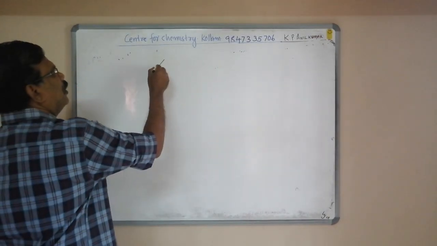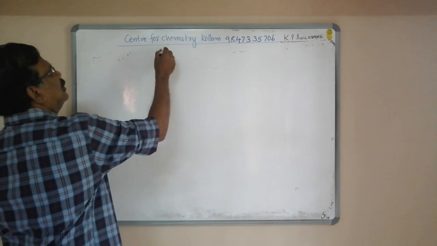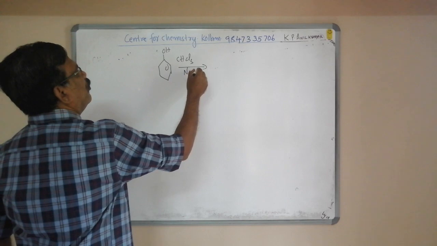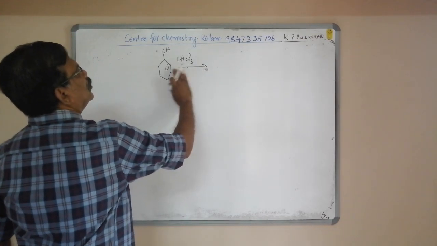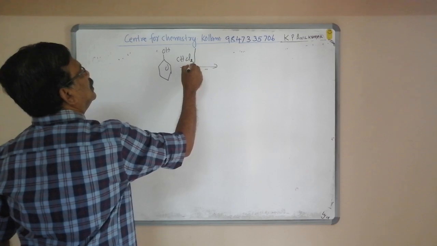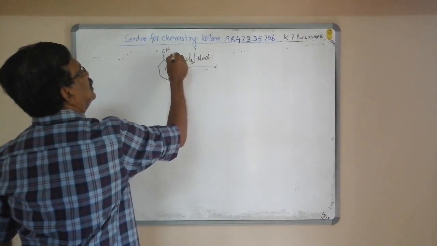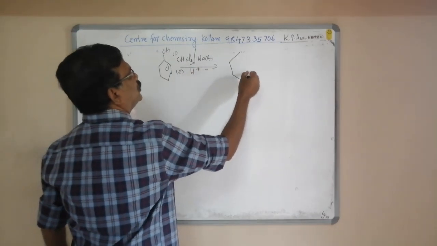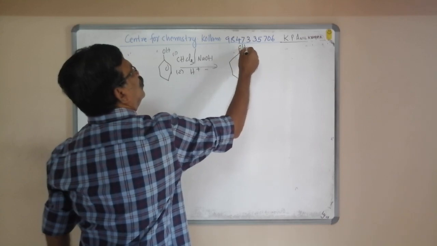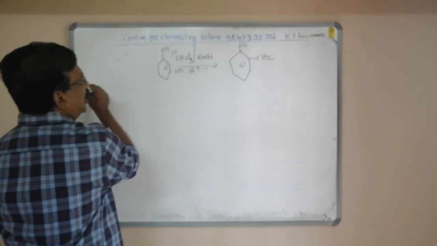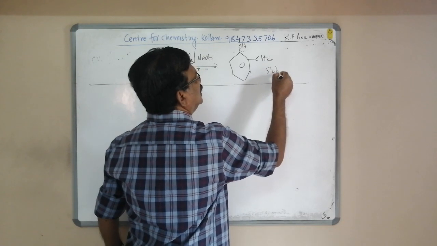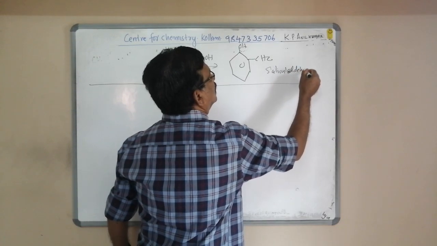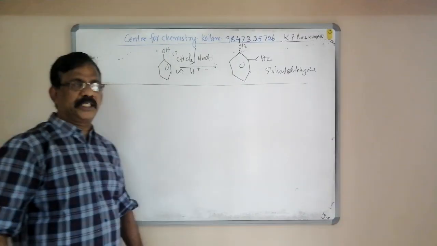So phenol, chloroform, alkali followed by acidification. Chloroform, alkali followed by acidification gives ortho-hydroxy benzaldehyde, salicylaldehyde. This reaction is the Reimer-Tiemann mechanism.